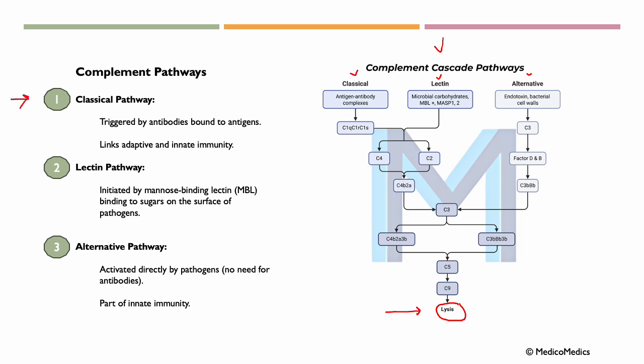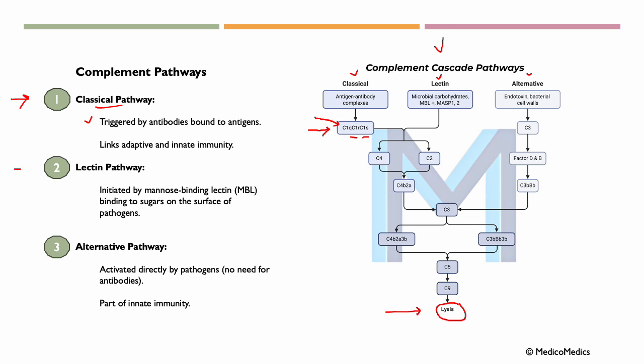First, we have the classical pathway. The classical pathway is triggered by antigen-antibody complexes. So this activates a complex of proteins known as C1q, C1r, and C1s. And for your information, antigen-antibody complexes refer to clusters formed when antibodies, usually immunoglobulin G or M, bind to antigens, marking them for immune recognition. And these complexes trigger the classical complement pathway by activating, for example, C1q.